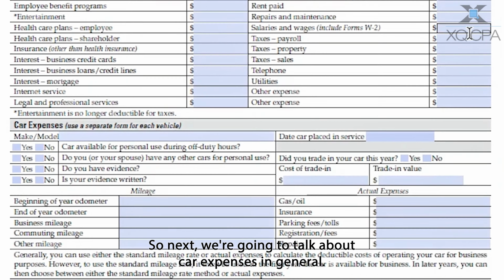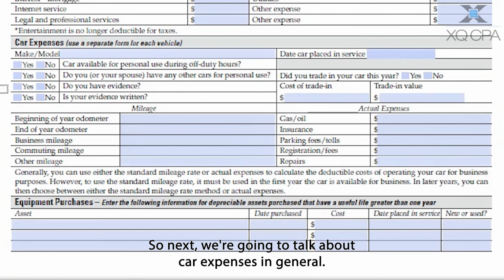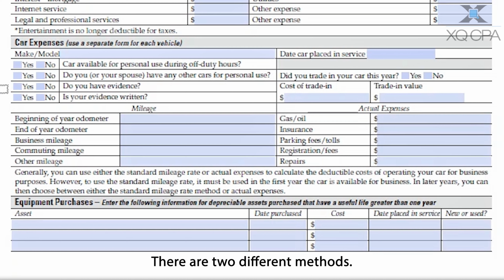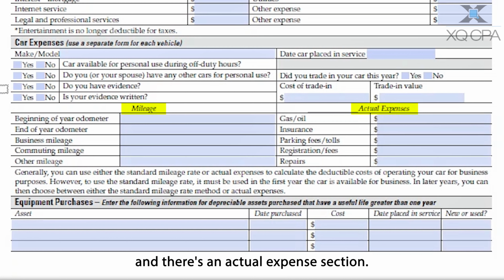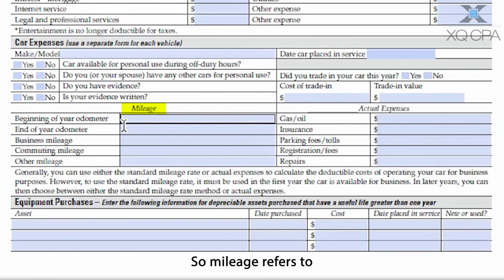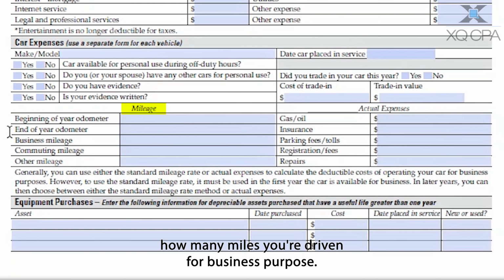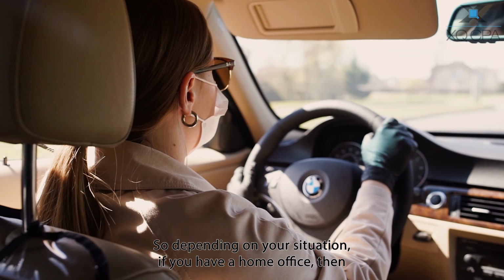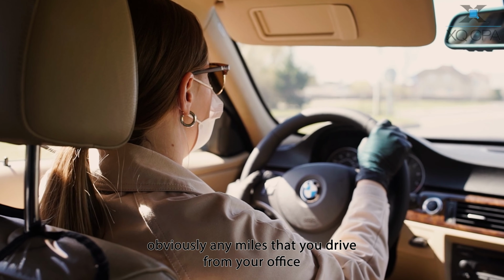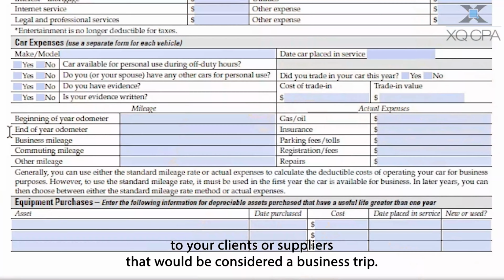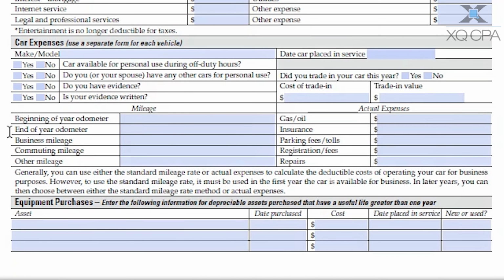So next we're going to talk about car expenses. In general, there are two different methods. If you look at the section here, there's a mileage section and there's an actual expense section. So mileage refers to how many miles you've driven for business purpose. Depending on your situation, if you have a home office, then obviously any miles that you drive from your office to your clients or suppliers, that will be considered a business trip.